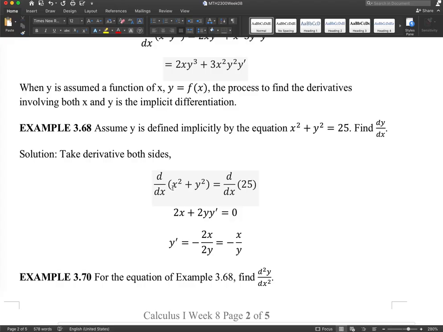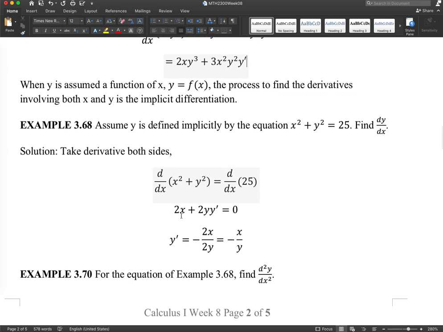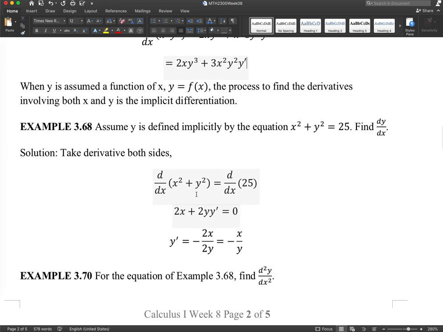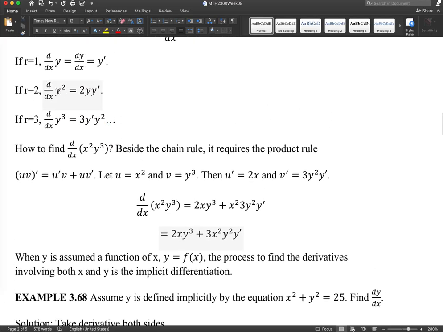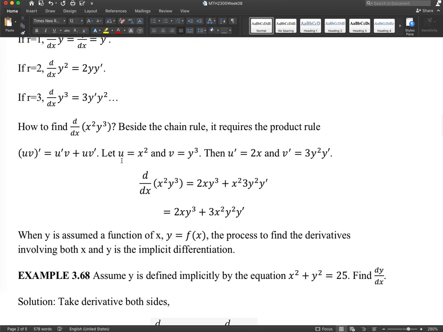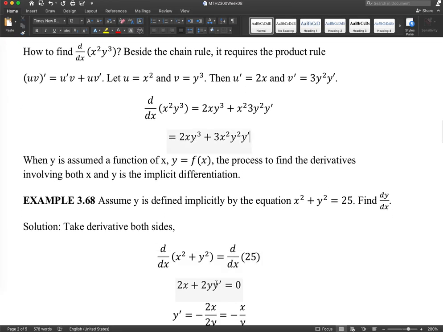So the left-hand side is a sum, so it is the sum of derivatives. Derivative of x squared, no doubt, that's 2x. Derivative of y squared, there's a chain rule involved. And I did this a moment ago. Derivative of y squared is 2y times y prime. Right? 2y times y prime. And then the derivative of the right-hand side. Well, remember the derivative of a constant is just 0, right? So the right-hand side is 0.